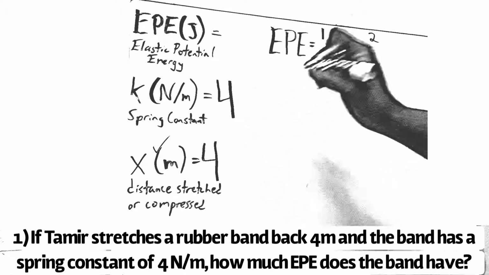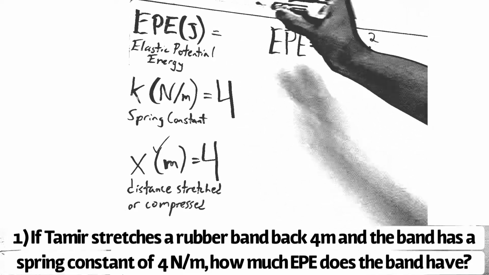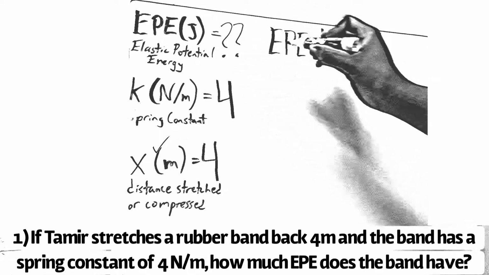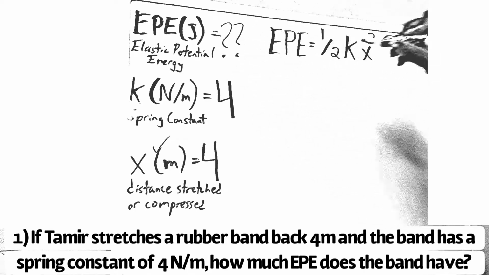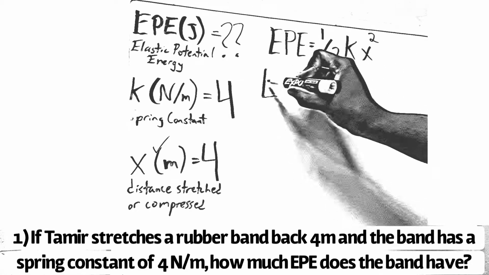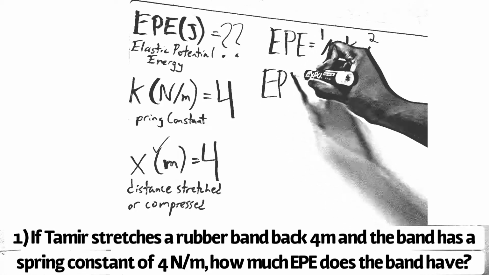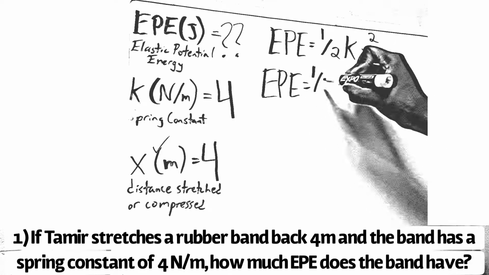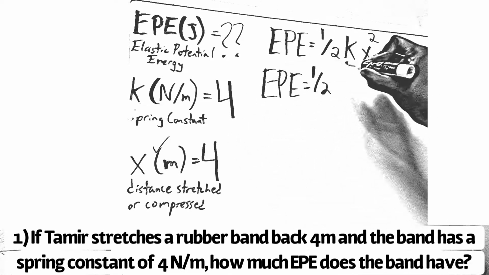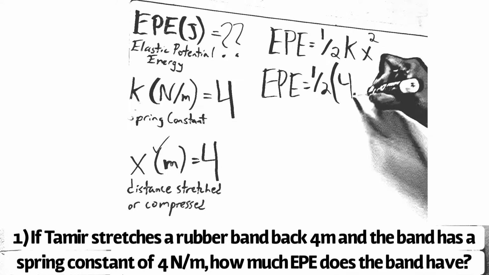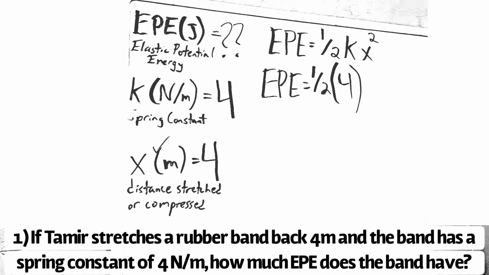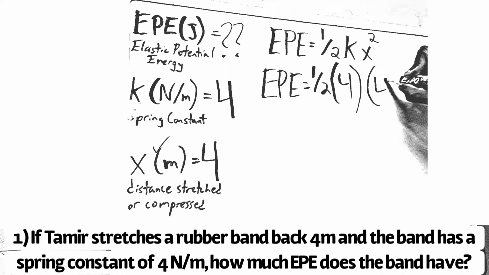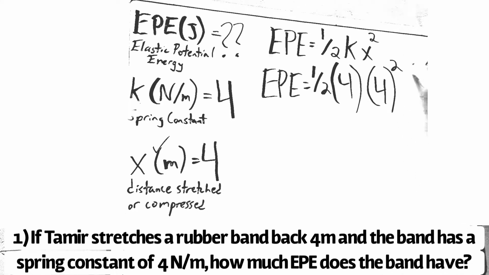The question is asking us, how much EPE does the band have? Well, obviously we are solving for elastic potential energy. So we use our formula. EPE is equal to half of K times X squared. We plug our values in. EPE is equal to half of 4, which is the spring constant. I'll put that in parentheses here, times the distance stretched, which is also 4. But please see that that 4 needs to be squared.